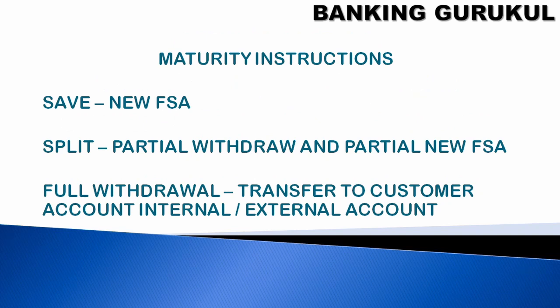What are the maturity instruction options available for a fixed saver account? On maturity, the first option is Save. Save means your principal amount plus interest can be transferred to a new fixed saver account. Split: a partial amount you can withdraw and transfer to your internal InstaSaver account or send to your external account, and a partial amount you can move to a new fixed saver account. Full withdraw: full withdraw means the entire fixed saver account will be closed and transferred to your InstaSaver account or to your external account.